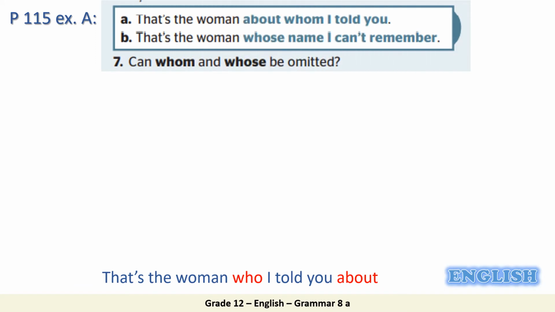Now let's go to question 7. It reads, can whom and whose be omitted in these two sentences? Take your time and then follow. That's the woman about whom I told you, and that's the woman whose name I can't remember. What do you say?